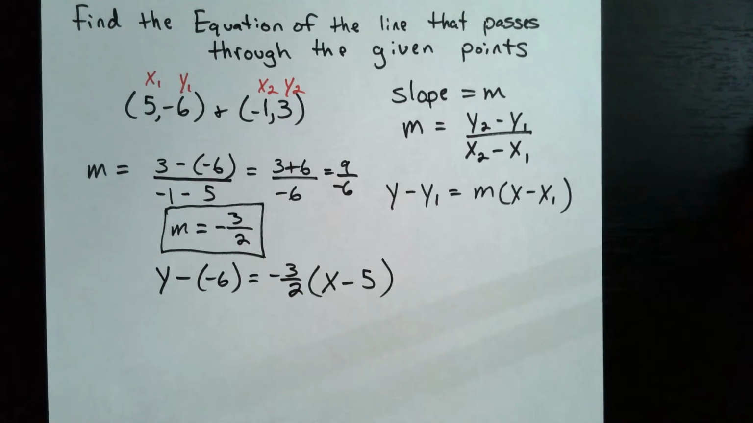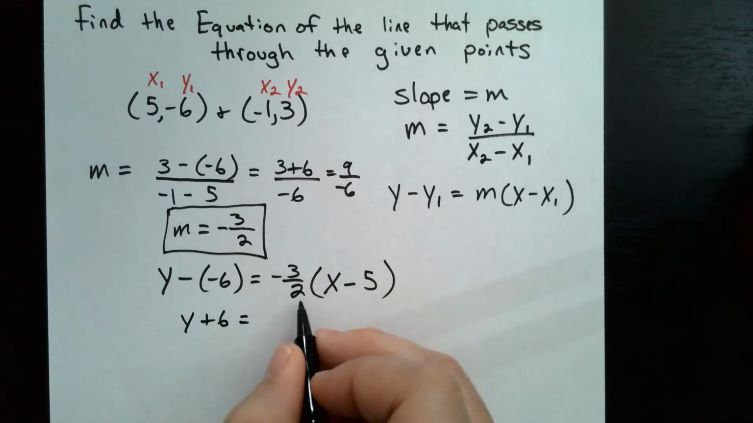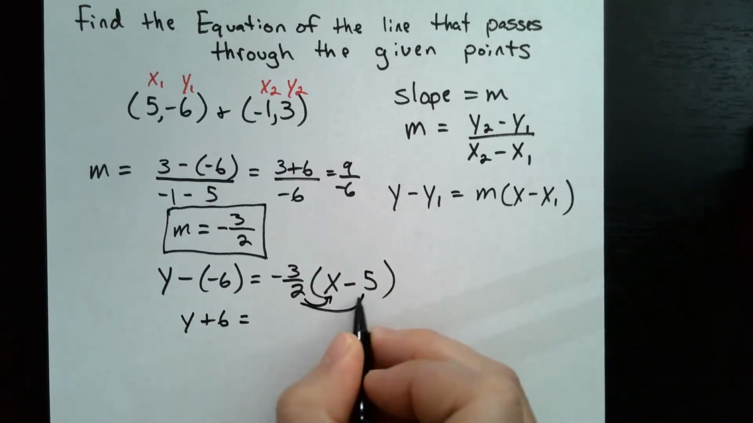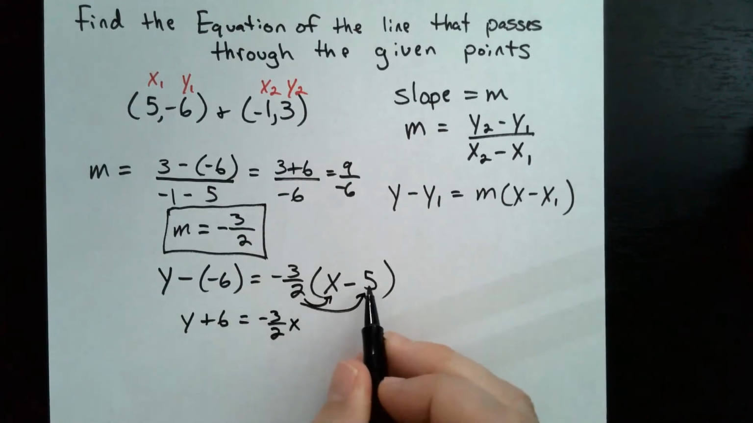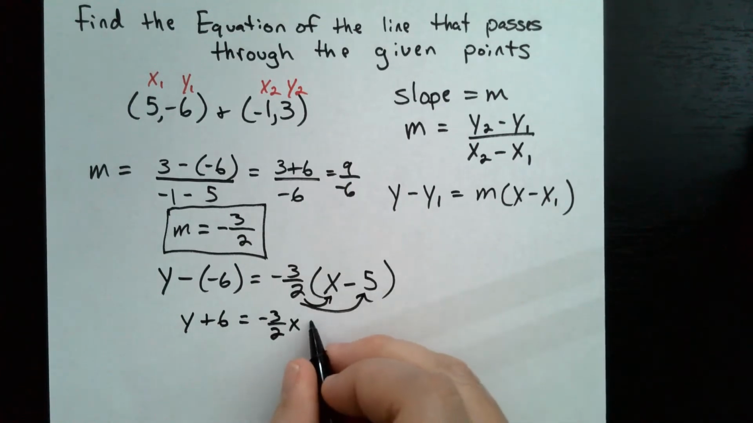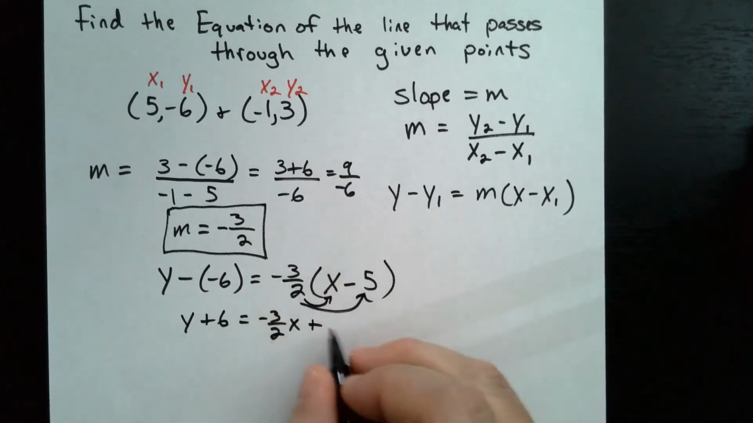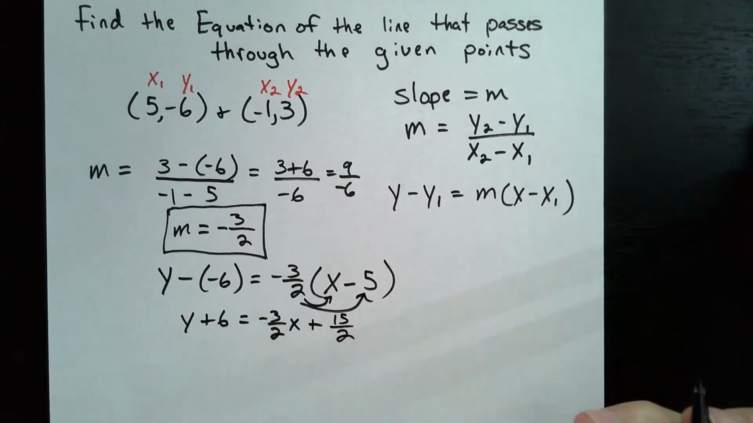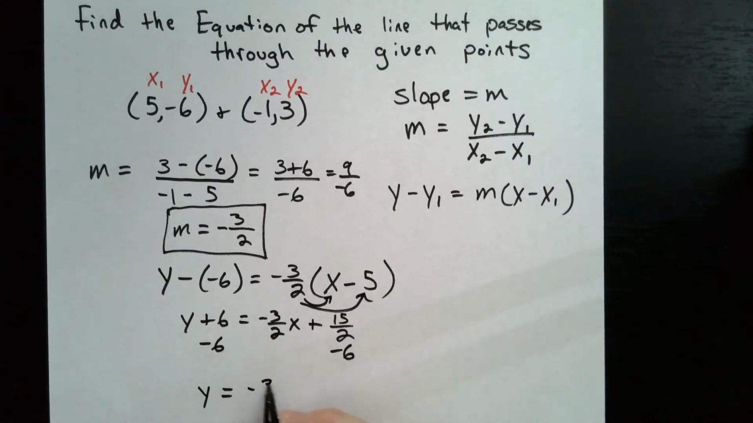We need to solve it for y. Negative times a negative is positive, so that's y plus 6. Let's distribute this negative 3 over 2 to both of these. That gives you negative 3 over 2x, and then a negative times a negative is a positive, so that's going to be plus 15 over 2. Just multiply the top times the 5. Now we will solve for y, so we'll subtract 6 from both sides. So y is equal to negative 3 over 2x.